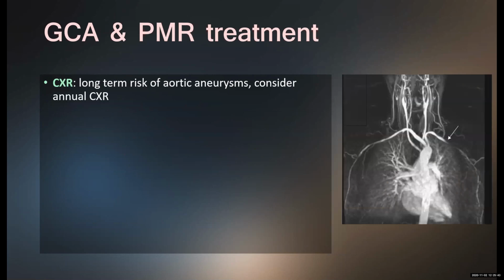On chest x-ray, there's a long-term risk, as Dr. Mathew had mentioned, for aortic aneurysms. So you can get annual chest x-rays, and this is clearly not an x-ray. This is an angio. So you might say, well, what is a chest x-ray going to do? Why don't we just do annual angios? Well, angios are going to be expensive. The patients aren't going to be able to afford that.